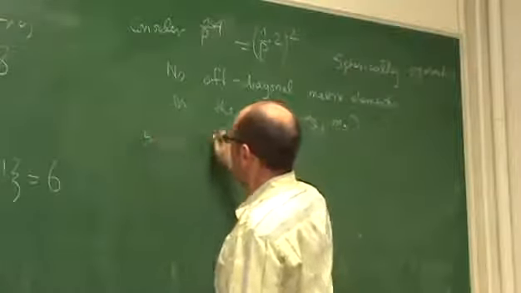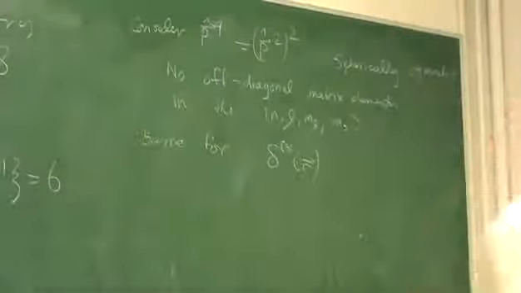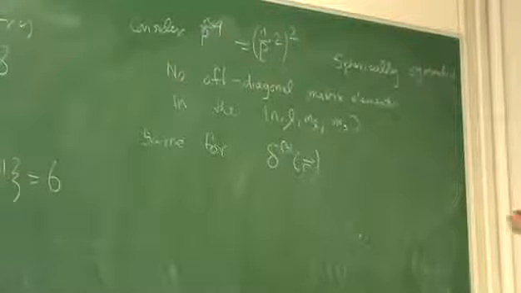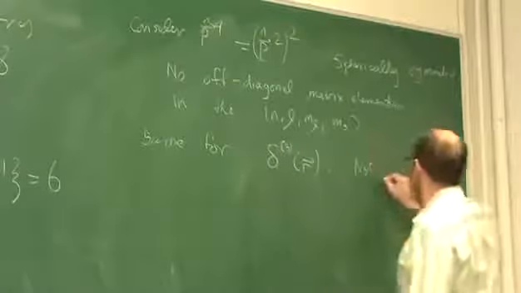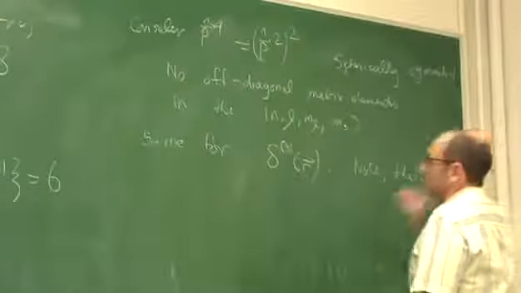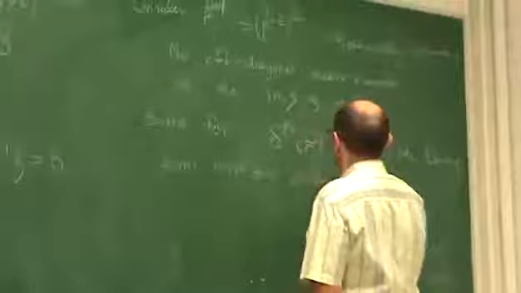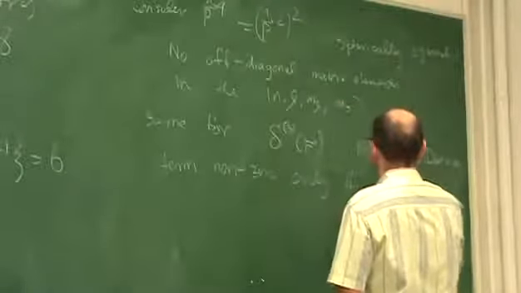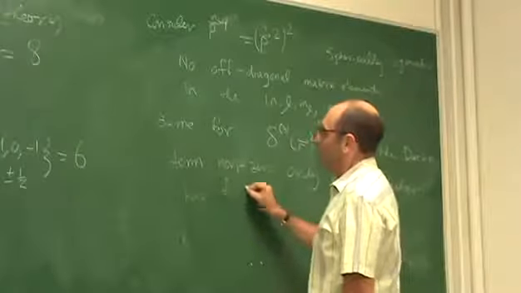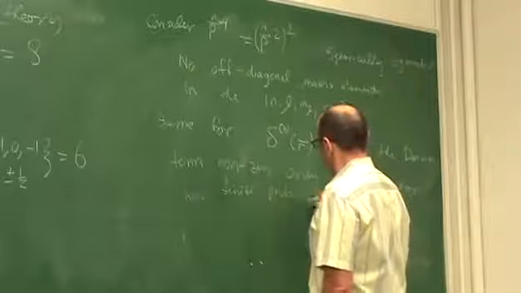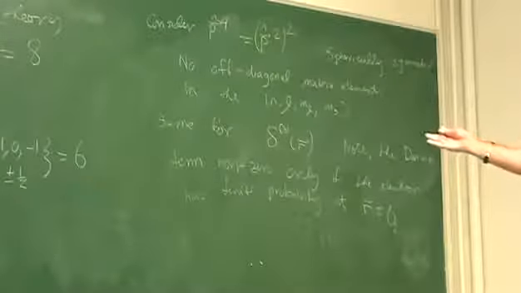Same is true for the Darwin term, which is relative to the origin. Note, the Darwin term is non-zero only if the electron has finite probability at r equals 0. Because it's a delta function at the origin.